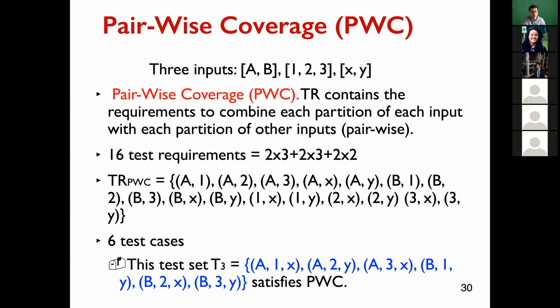For the first two inputs, the pair, we have 2 times 3 requirements. First and third, we have 2 times 2 requirements, and the second and third, we have 3 times 2, right? In total, we have 16 requirements, but we only need 6 test cases to cover all of them, right? If you look at the 6 test cases, actually they cover all the test requirements. Okay. Do we have any questions here?